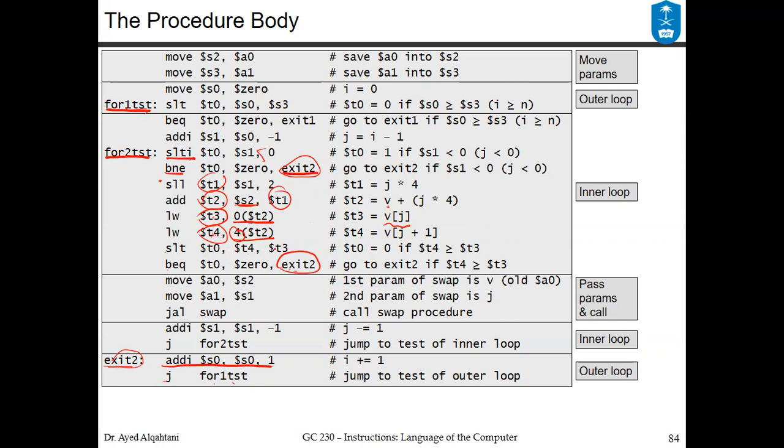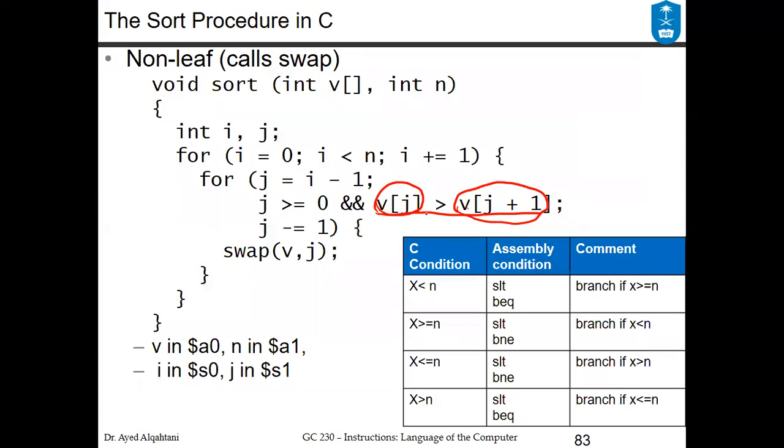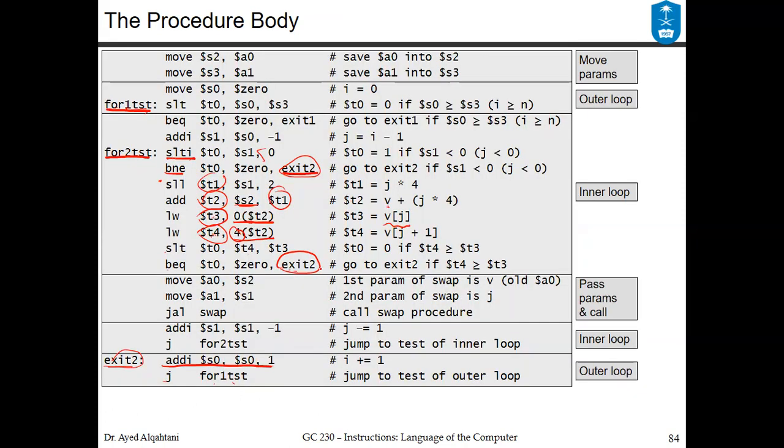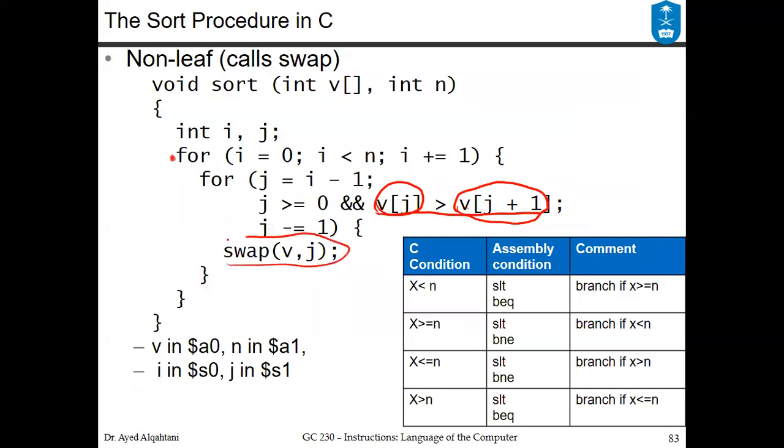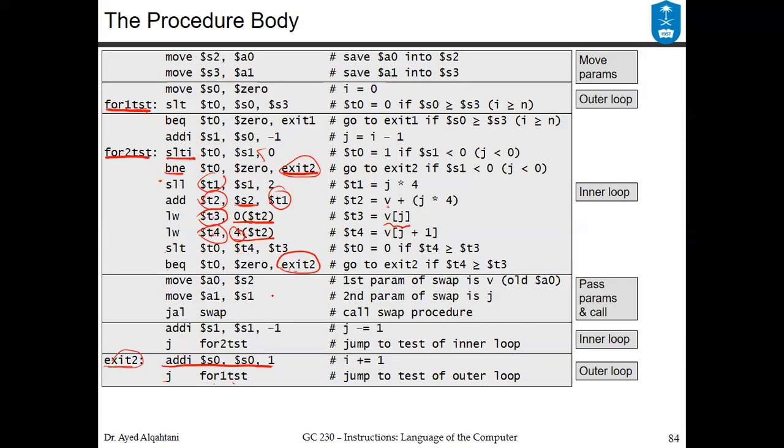Now, if you compare these and they don't satisfy the condition, which is this condition, then you exit out of the loop to the first for, which is this exit 2, as we stated before. Now, if you did not move to exit 2, meaning that the condition is satisfied, then you need to do the swap, which is this one. And to do the swap, you prepare the arguments for the swap procedure.